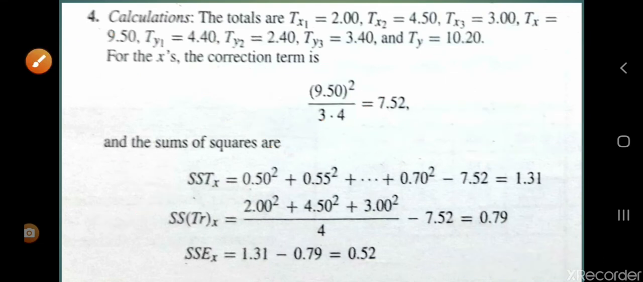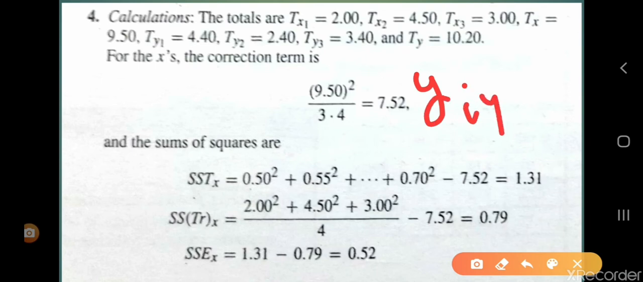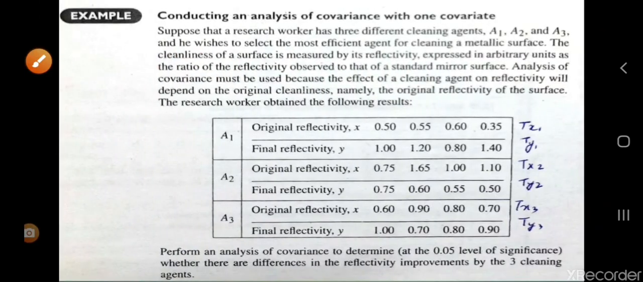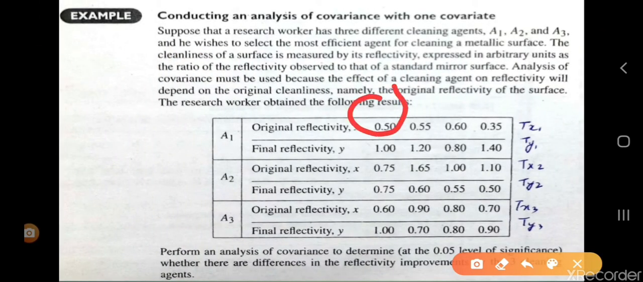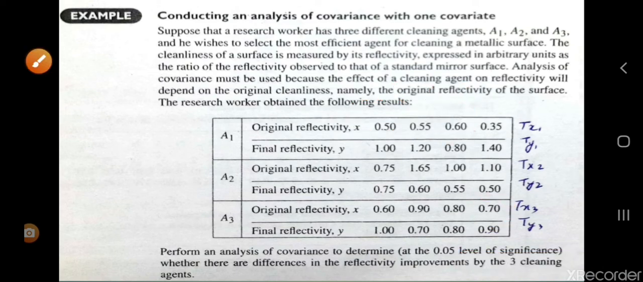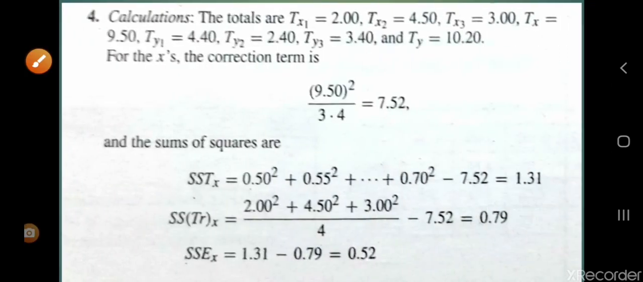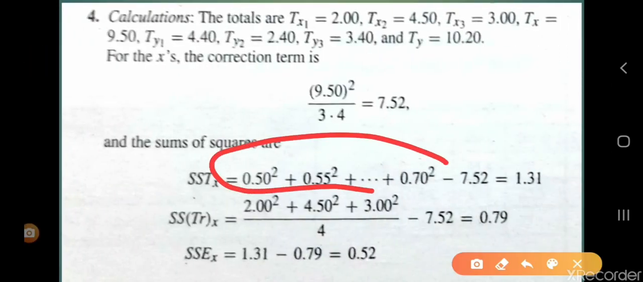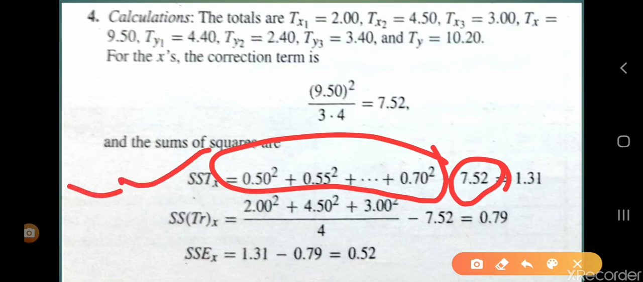So total sum of square is nothing but the summation of Xij square minus C. So the summation of Xij square will be, for x, 0.5 square plus 0.55 square plus 0.6 square up to 0.7 square. So this will give us the summation of all this, and Xij square minus C, the correction factor, will give us the total sum of square for x.